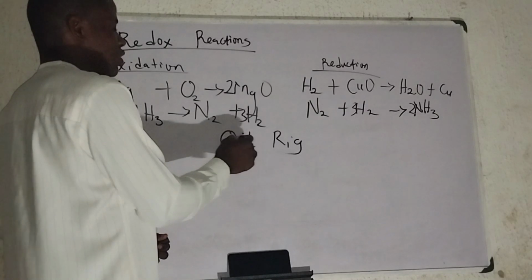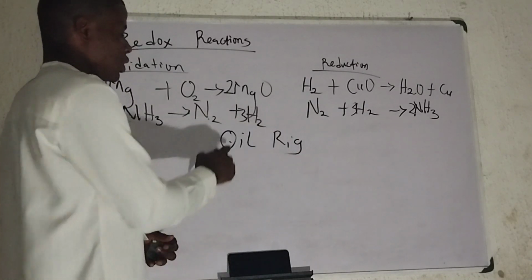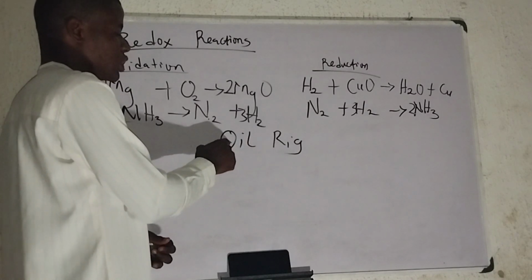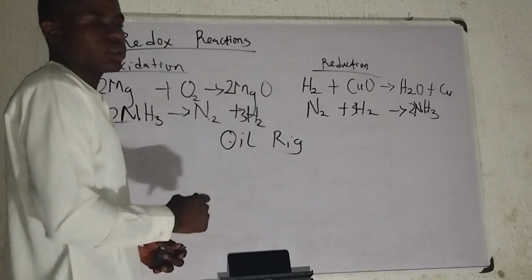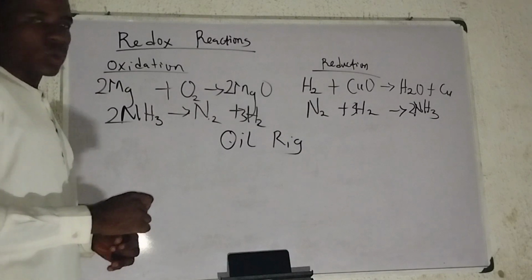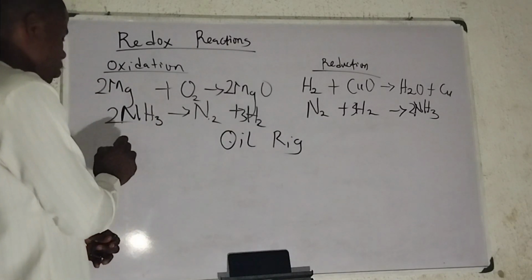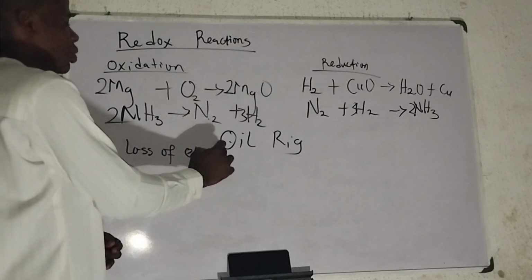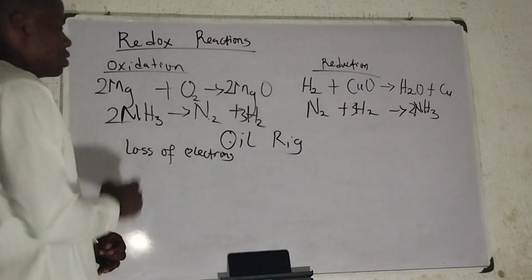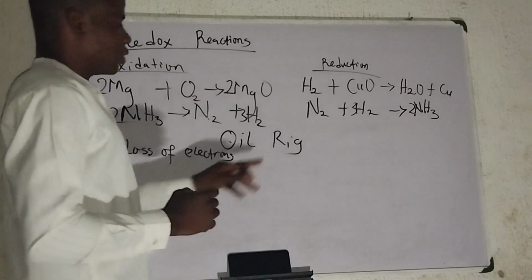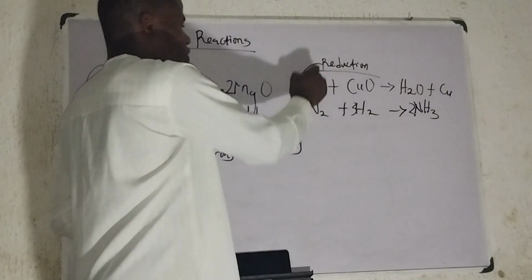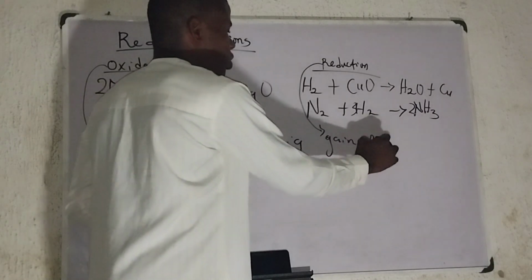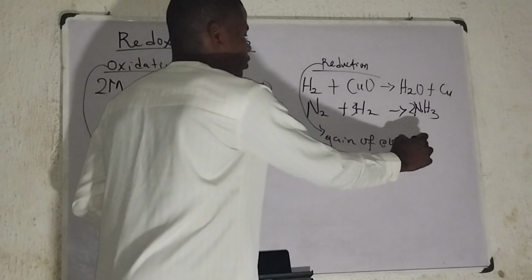Now, O stands for oxidation, R stands for reduction. OIL means oxidation is loss of electrons. Oxidation is loss of what? Electrons. Oxidation is loss of electrons. That's what OIL means. RIG means reduction is what? Gain of what? Electrons. Reduction is gain of electrons.